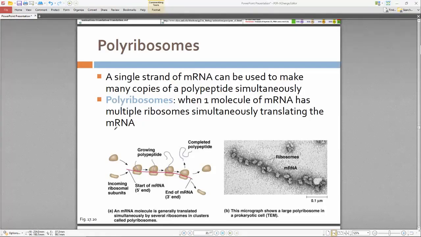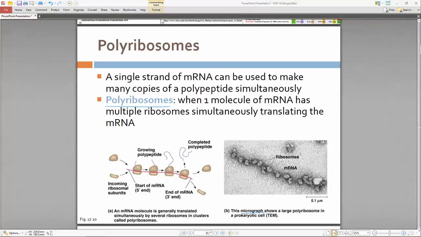So, polyribosomes. What does this mean? A single strand of mRNA can be used to make many copies of a polypeptide simultaneously. Remember earlier in transcription when we said that as long as the promoter was open, another RNAP can bind? Polyribosomes is a very similar idea, where a single strand of mRNA, as long as there's space for another ribosome to initiate and bind, can have many ribosomes translating it at the same time. So a polyribosome is when one molecule of mRNA has multiple ribosomes simultaneously translating it. This is a diagram, and this is a real life micrograph.